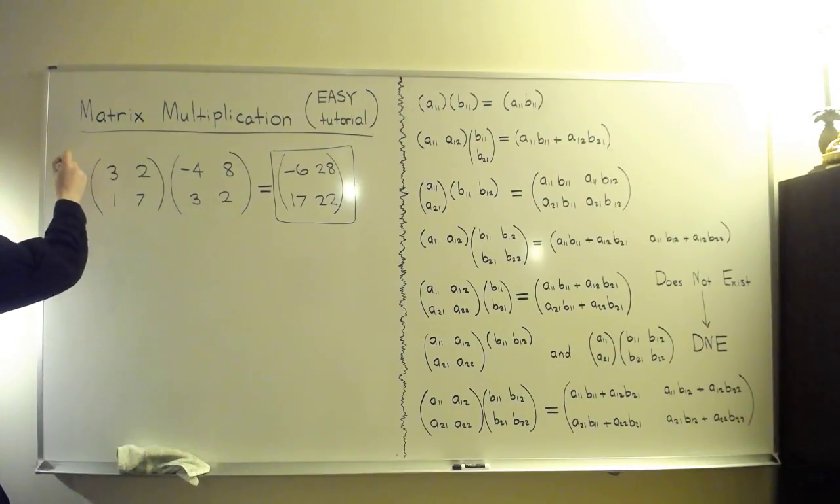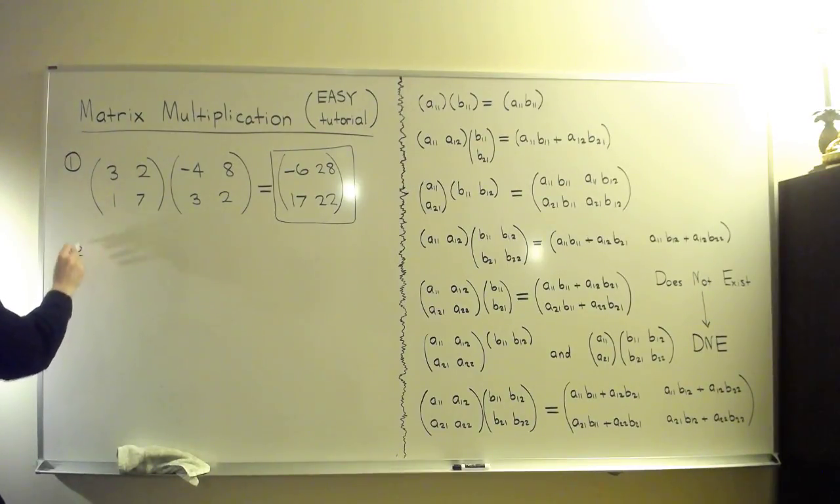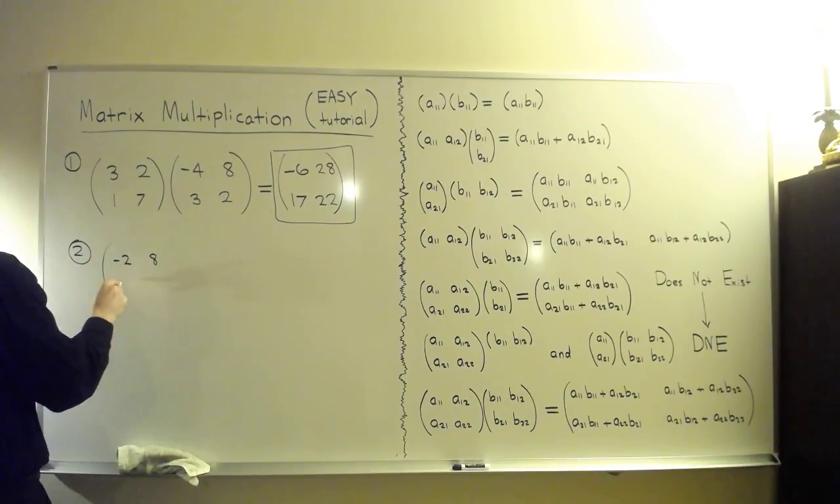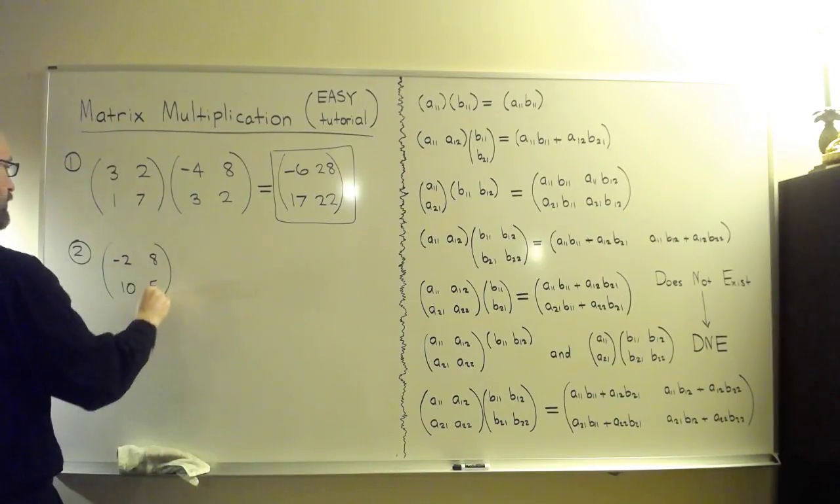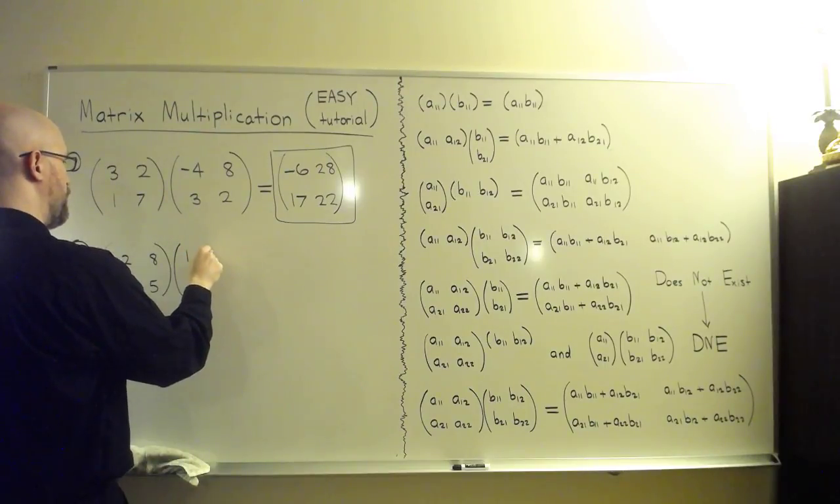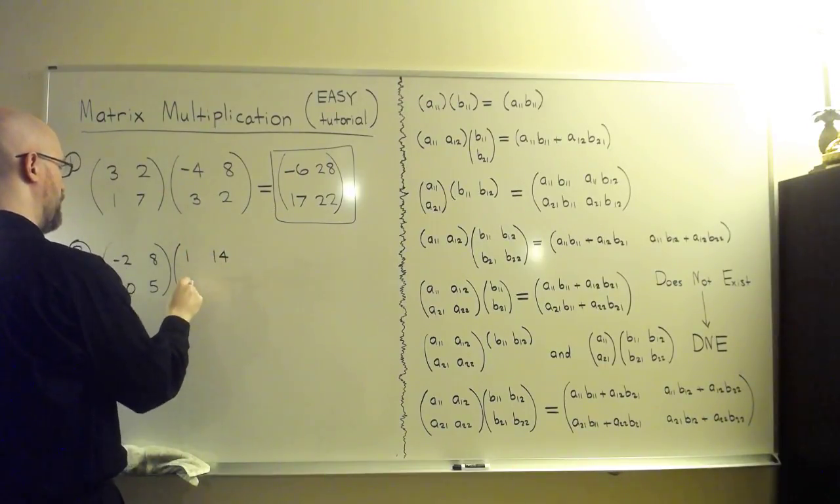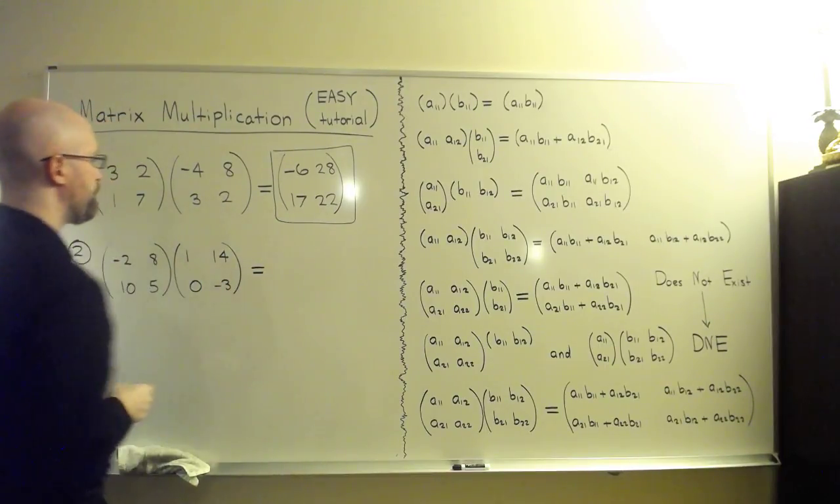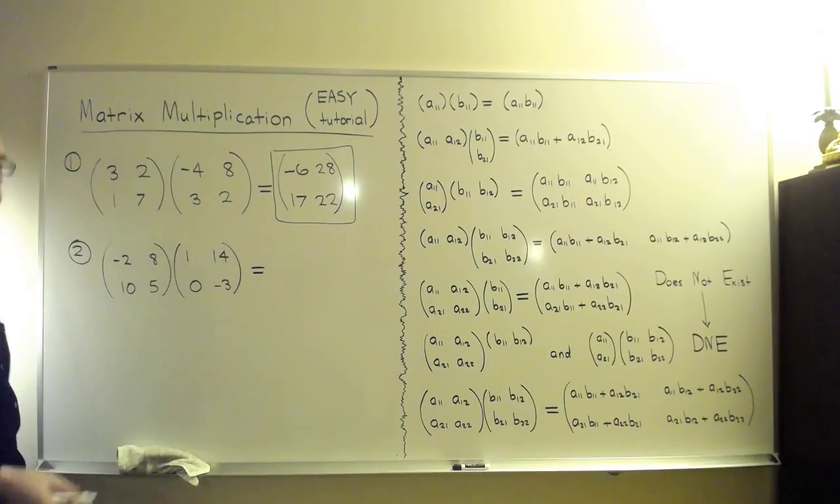Let's do another one that way. So let's just make up another matrix. Say minus 2, 8, 10, 5, and then let's put 1, 14, 0, minus 3 here, for example. Now this one, I'm not going to write out all the details. We're just going to do it largely in our head.